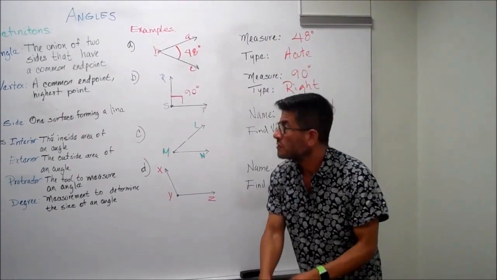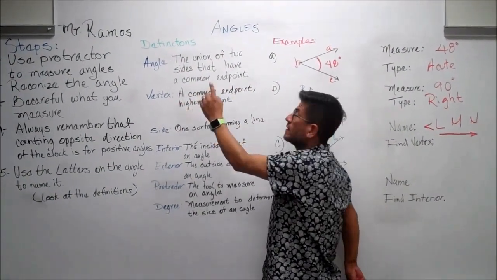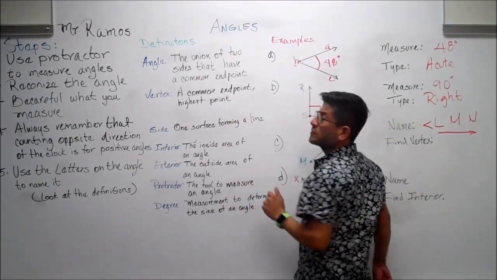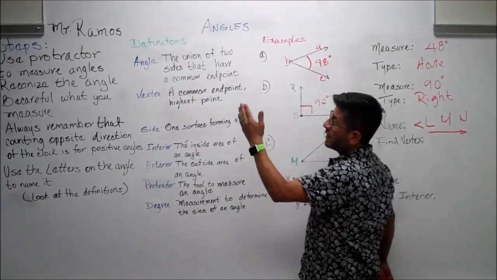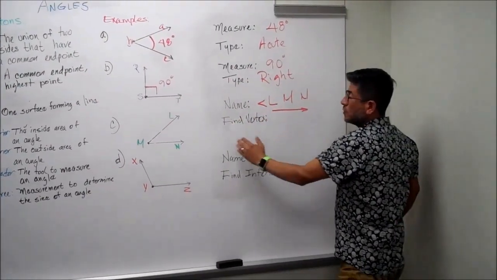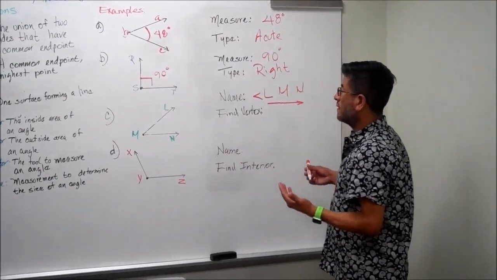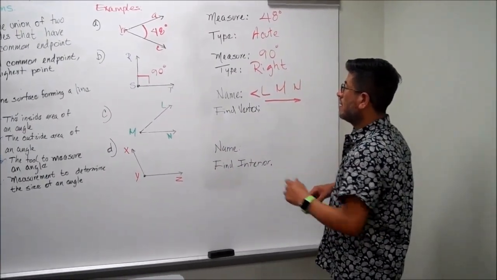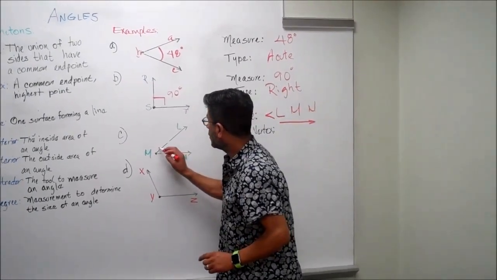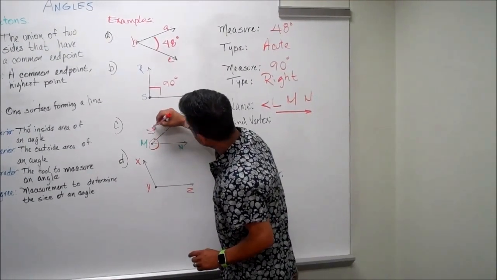Next one is asking us to find the vertex. Remember the definitions? You look for vertex in here, and vertex says it's a common endpoint or the highest point. How do you find out? Look at your steps, look at your definitions, and look at your angle right here. Where do we have the highest point? It's this one right here. Look, what you're going to do, you're going to circle it, and you're going to name it vertex.